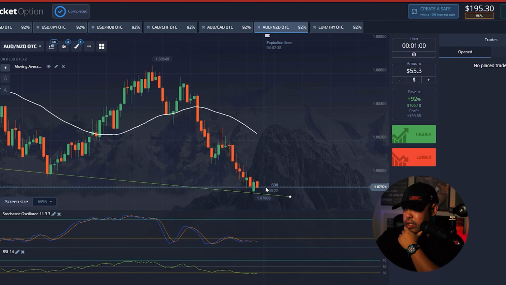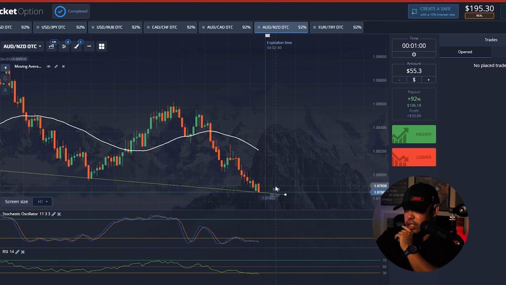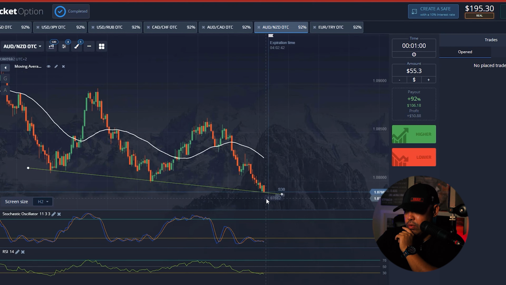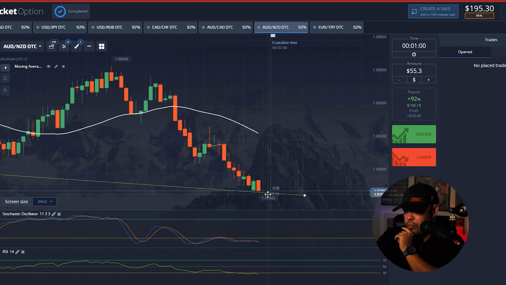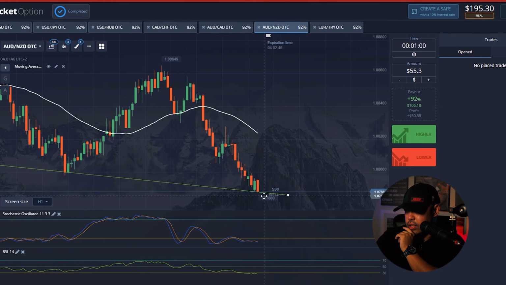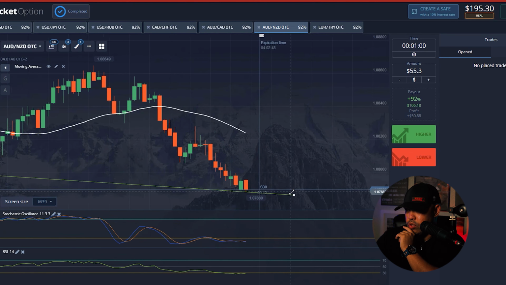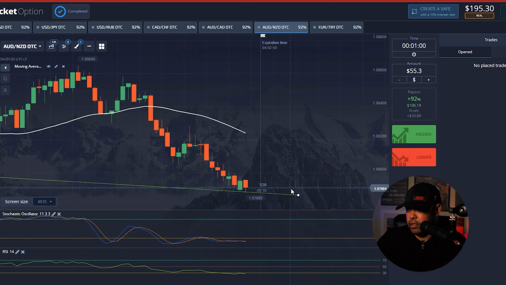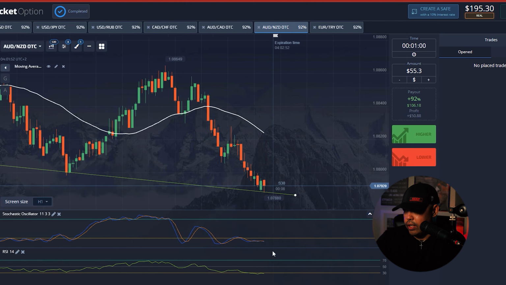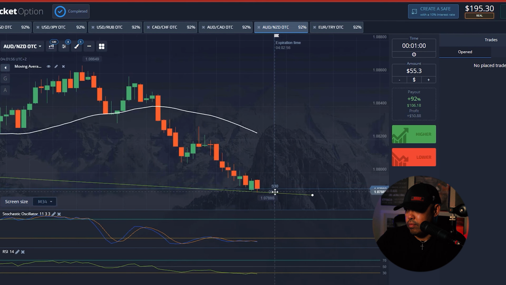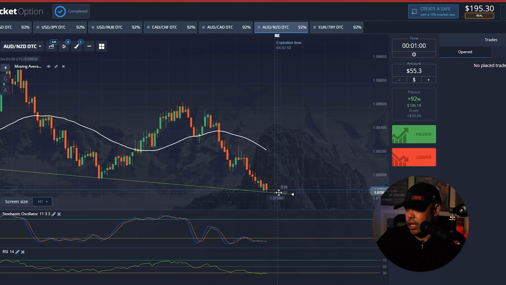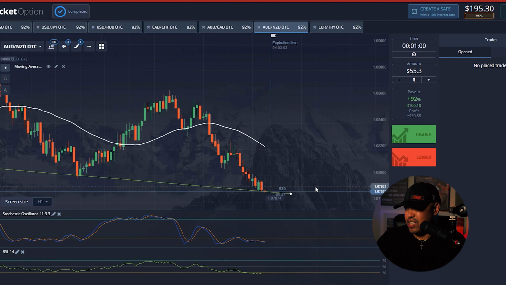Still not sure, might be consolidating right now. Just like the last chart, if this breaks through with a huge bearish candle, then this is going to be another down trade just like before. But I think that this will turn around, perhaps it will turn around. We'll see. Just gotta be patient.